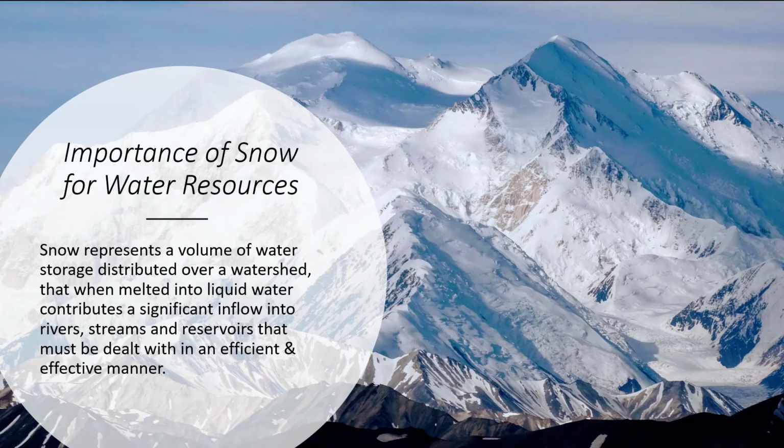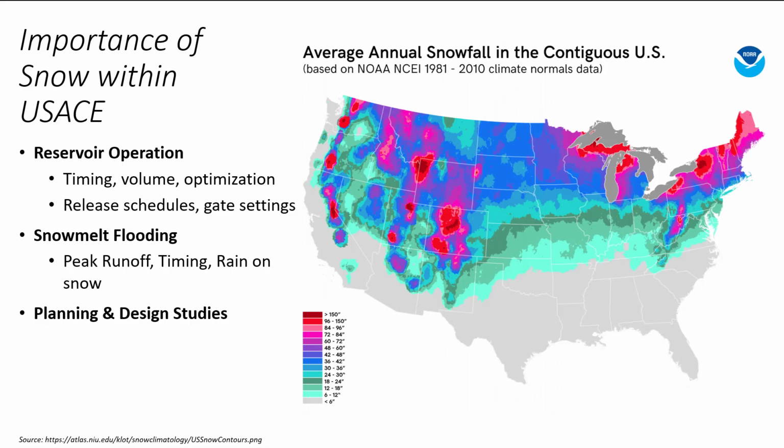In this video, I'll provide a brief introduction to snowmelt modeling within HEC-HMS. In some regions, snow represents a substantial volume of water storage within the watershed that can produce powerful impacts as it melts, contributing significant additional inflow into rivers, streams, and reservoirs. A large portion of the United States is impacted by the effects of snowmelt.